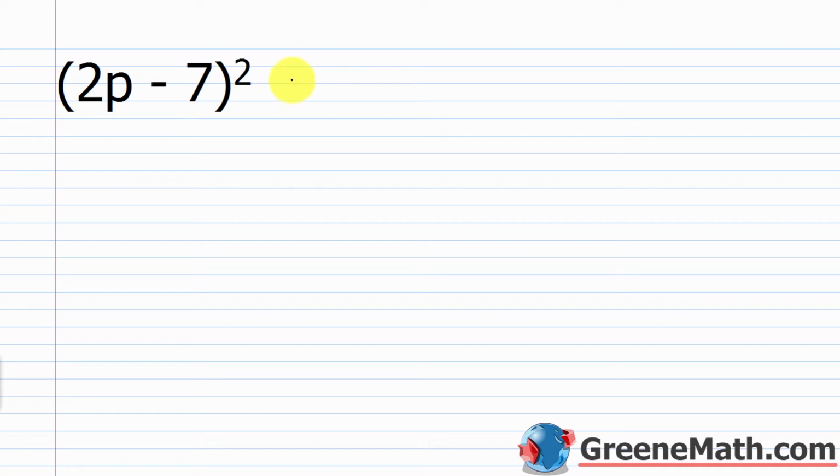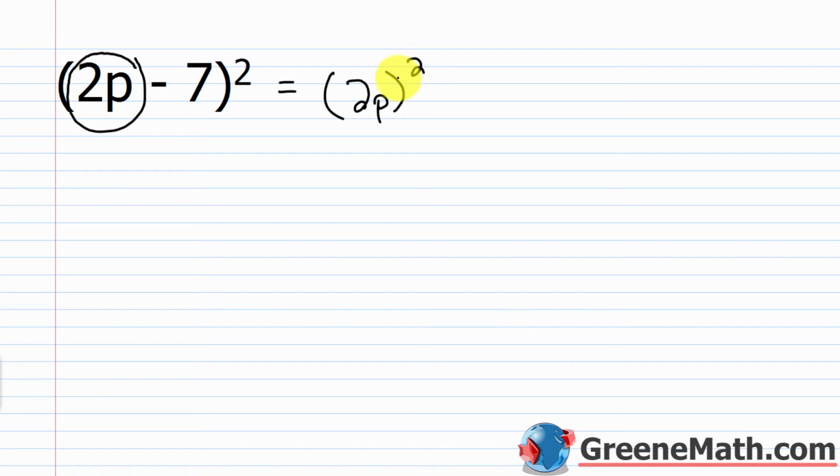So I have (2p minus 7), that quantity squared. So using my formula, whatever's in the first position, that's my first term. The 2p is in the first position, so that's going to be squared. So the 2p is squared. And don't make the mistake of just writing 2p squared. The whole thing is squared. So the 2 is squared, and so is the p.